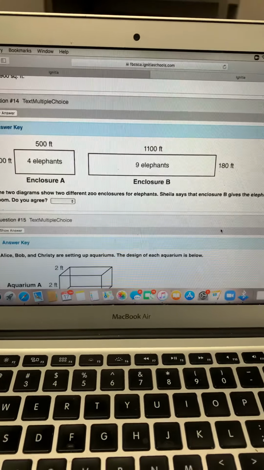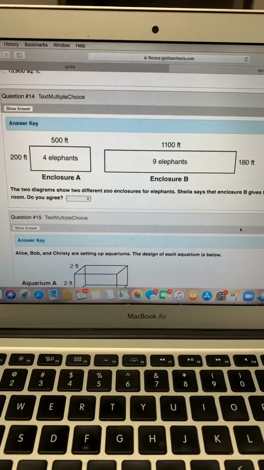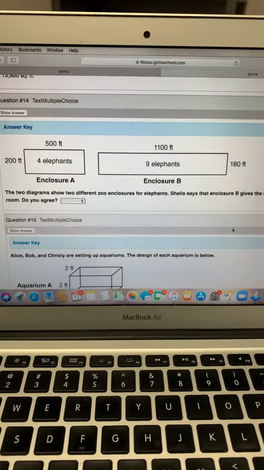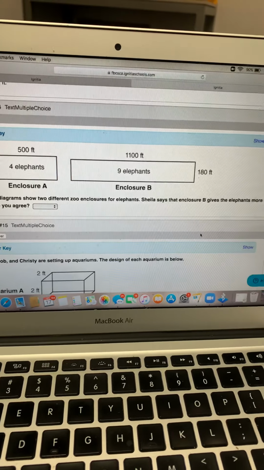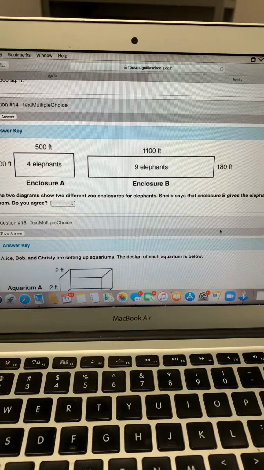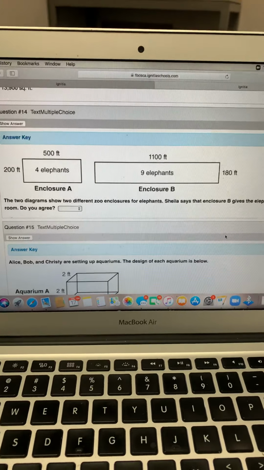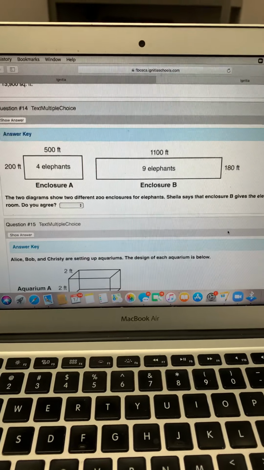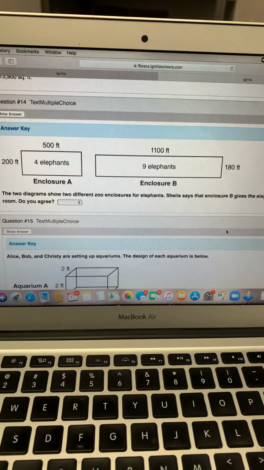I mean, it's a simple agree or disagree. So I don't even really need to go over this problem. But if you want to know why you got it wrong, if you put agree, okay, Sheila says that the enclosure B, well, yeah, enclosure B does have a higher area, but look how many elephants are in there. There's 9.